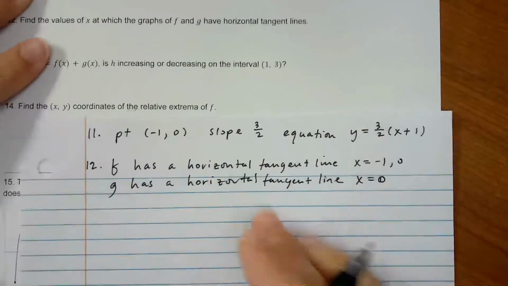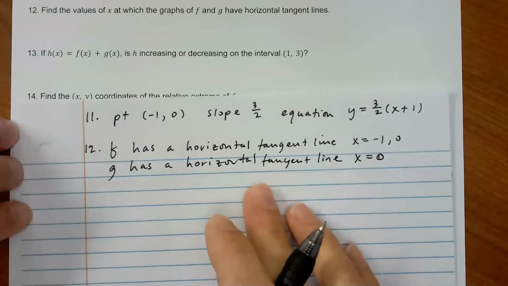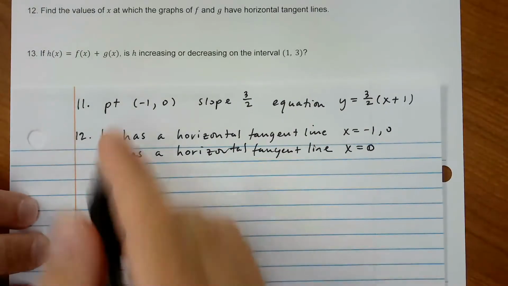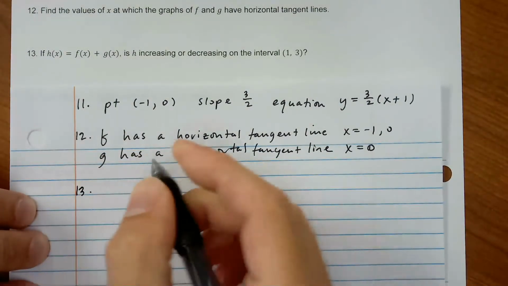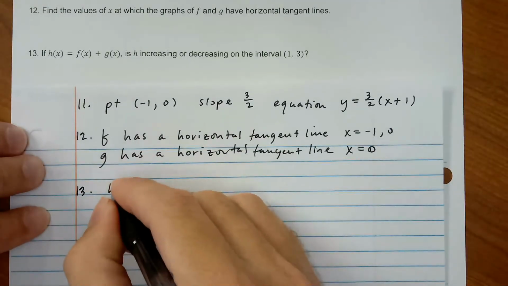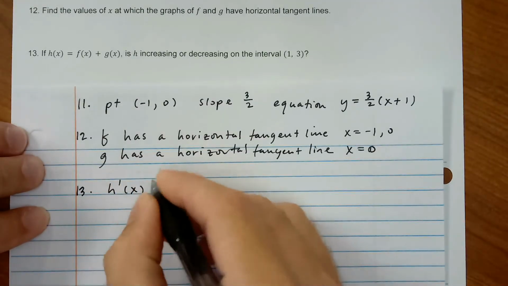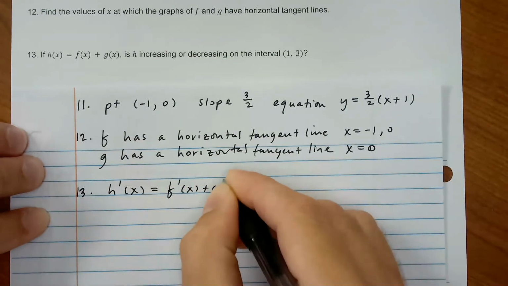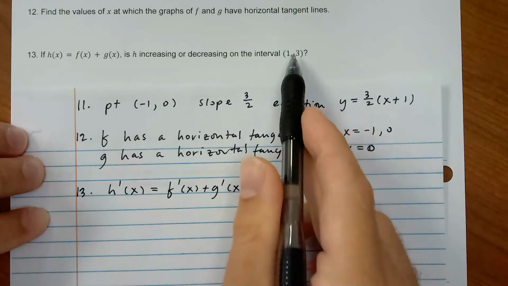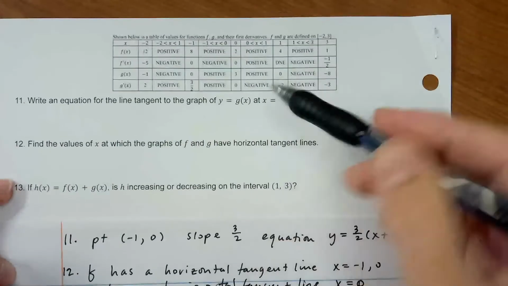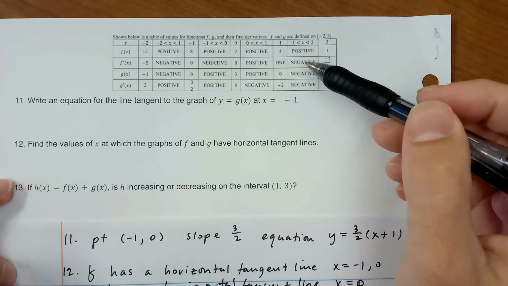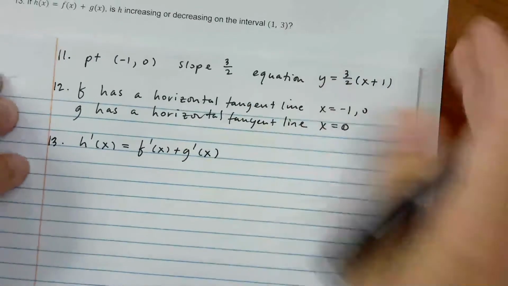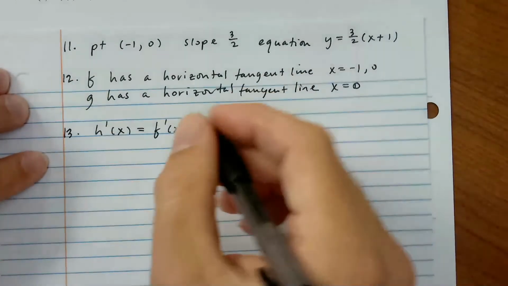All right. If h of x equals f of x plus g of x, oh yeah, here's another good one, is h increasing or decreasing on the interval 1 to 3? Well, in order to determine that, we're going to need to take the first derivative of h, and that's going to be f prime of x plus g prime of x. And if we look on the interval 1 to 3, which is back up here, and we look at f prime and g prime, and we add them together, we're going to have a negative plus a negative. When you add two negative numbers together, you're going to get something even more negative.